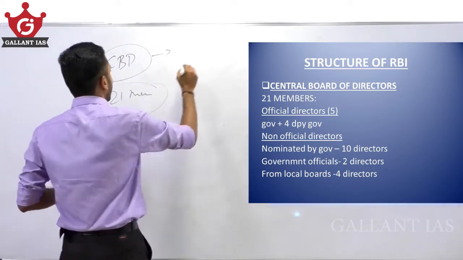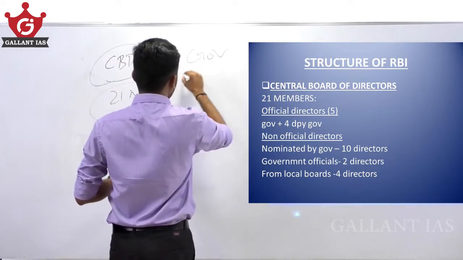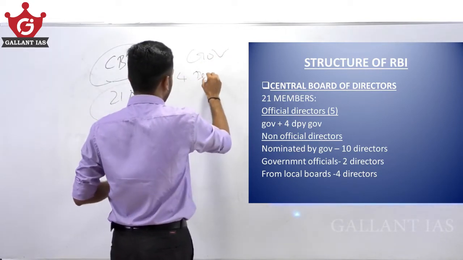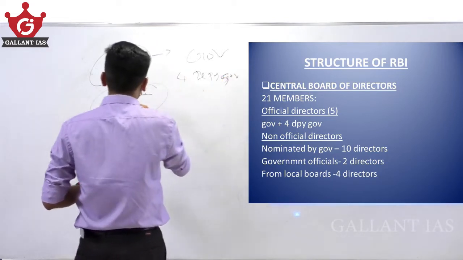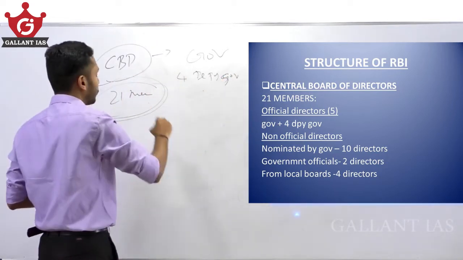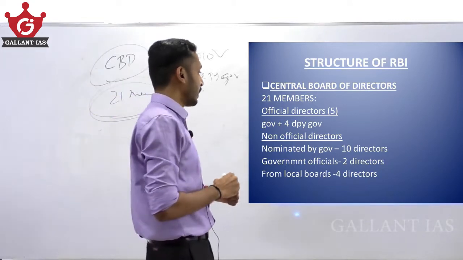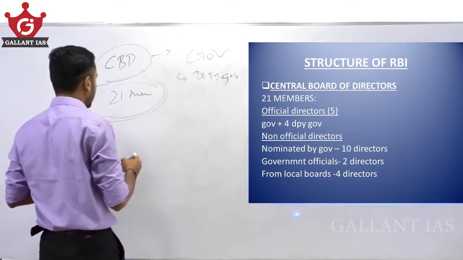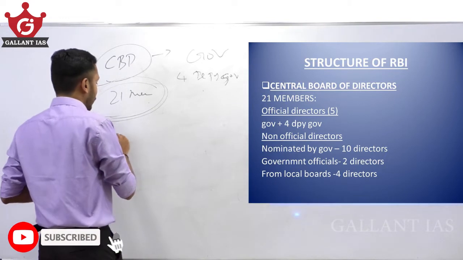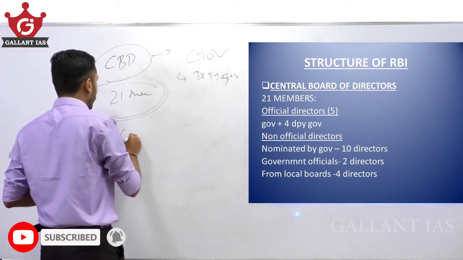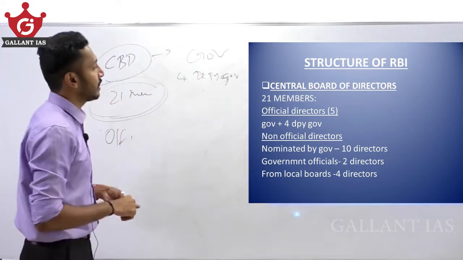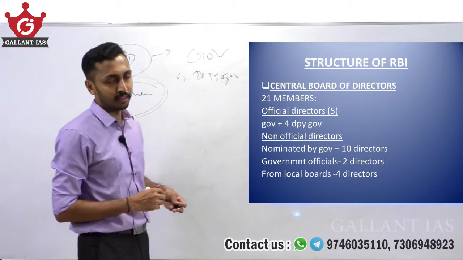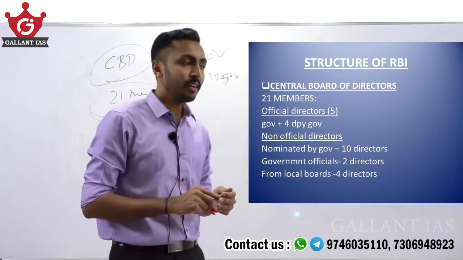The head of RBI is the governor. Under him there will be 4 deputy governors. The governor and deputy governors will be members of this 21 member central board of directors, and there will be official as well as non-official members. Official members constitute the governor and 4 deputy governors.